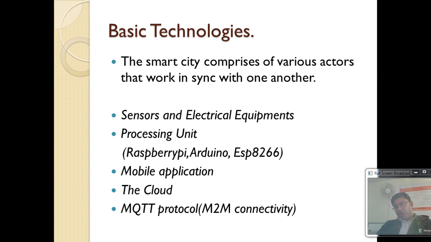Then all these sensors are sending information, which is processed by these microprocessors or microcontrollers. Then, based on the mobile applications, the data is fetched or saved onto the cloud, and the connectivity is through the MQTT protocol, which is a machine-to-machine communication protocol.